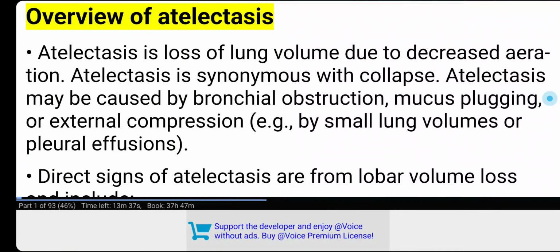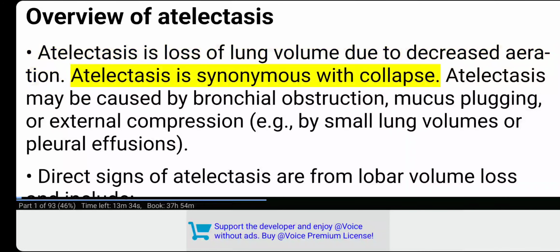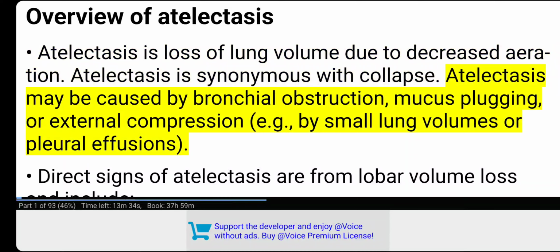Overview of atelectasis. Atelectasis is loss of lung volume due to decreased aeration. Atelectasis is synonymous with collapse. Atelectasis may be caused by bronchial obstruction, mucus plugging, or external compression, e.g., by small lung volumes or pleural effusions.